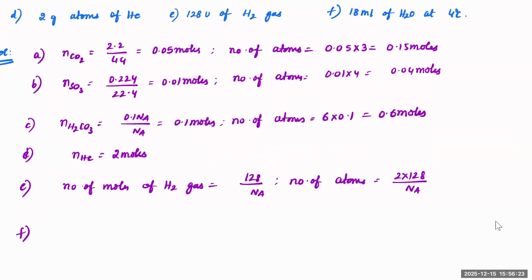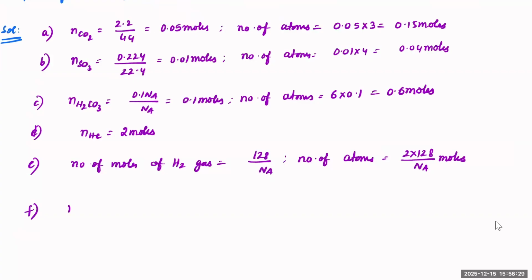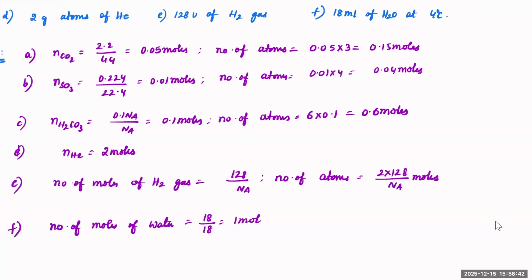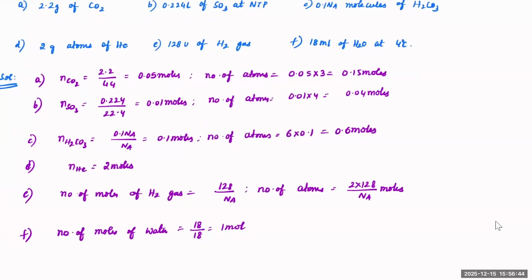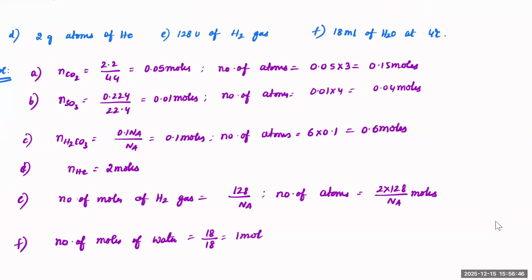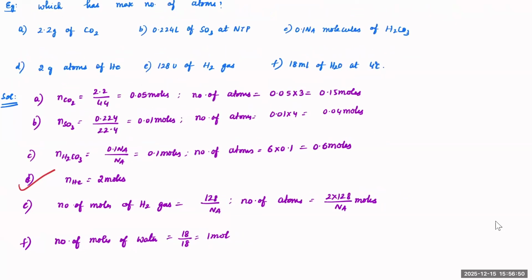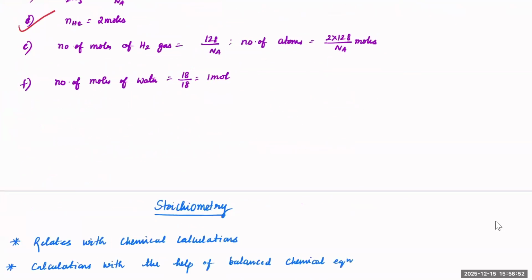If you compare 18 ml of water, this is in moles by the way, 18 ml of water means number of moles of water will be equal to, mass and volume will be same, so 18 by 18, that makes it 1 mole. Clear beta? So out of all of this, which has the highest value here? Helium. That's the typical way of solving these kind of questions.